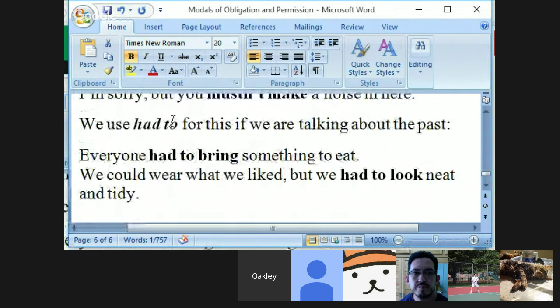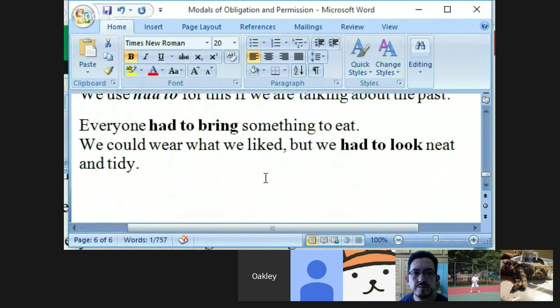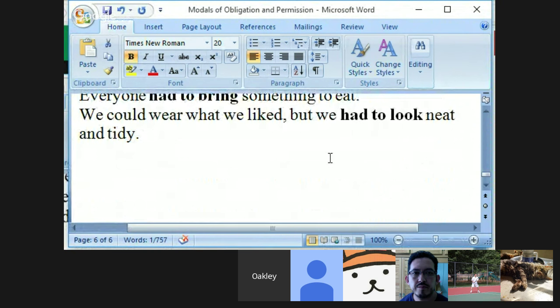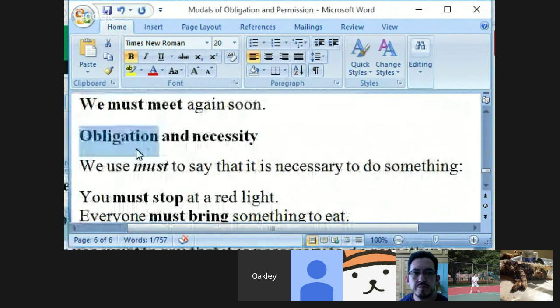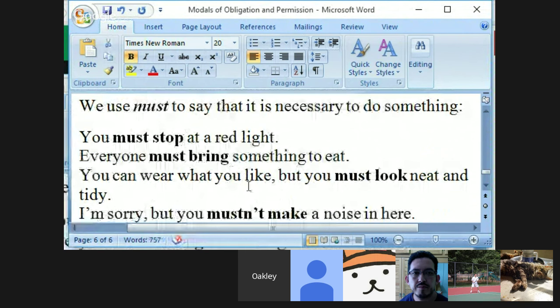All right, past tense is had to. Everyone had to bring something to eat. We could wear what we like, but we had to look neat and tidy. So be careful with have to. Had to is the past tense to show obligation. And remember there's a difference between had to and didn't have to. We didn't have to remove our shoes. We could if we wanted to, is the idea.